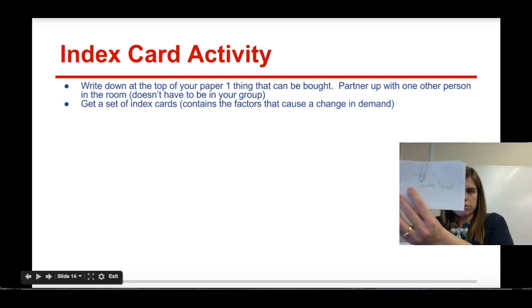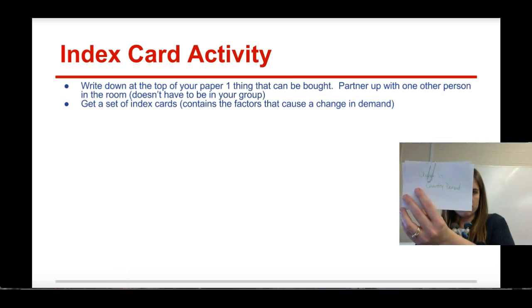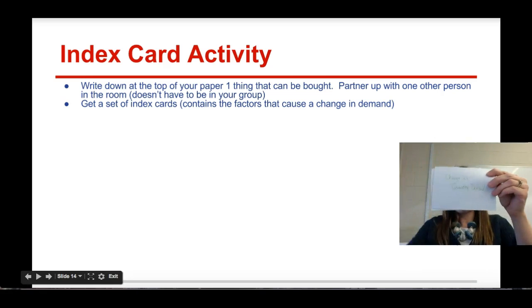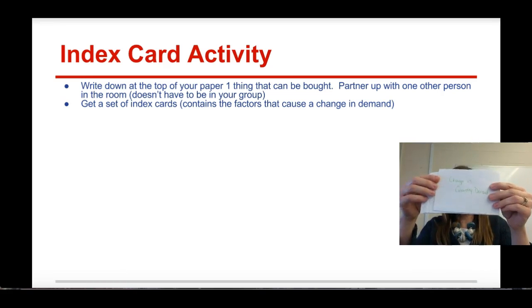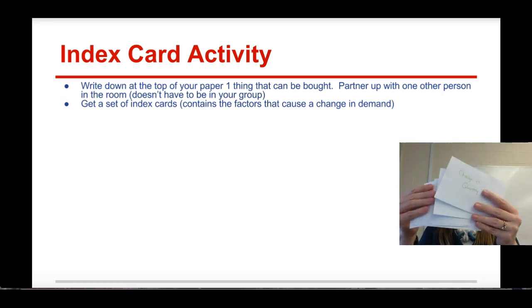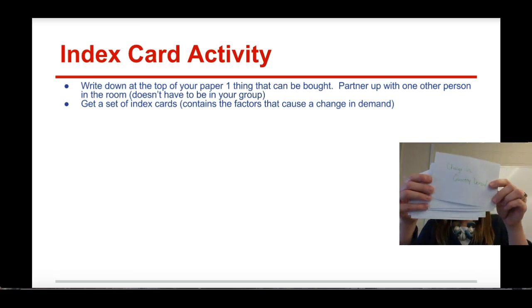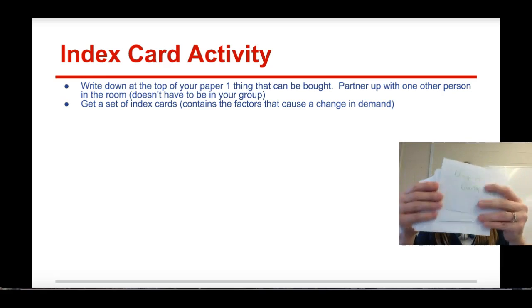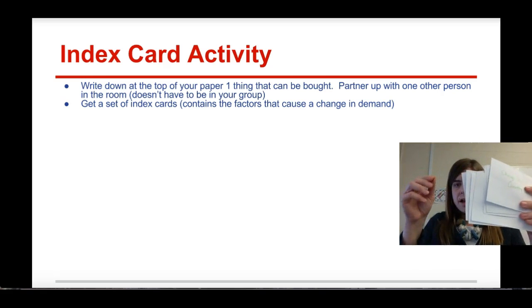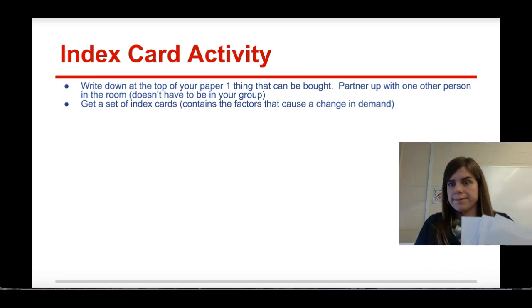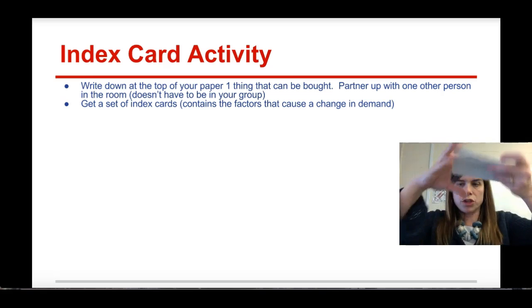So this is what it will look like. You will have a bunch of factors. There will be 7 index cards, 1 for each of the factors that cause a change in demand, and 1 for change in quantity demanded. Okay? You're going to take the paper clip off that set of index cards. You're going to shuffle them together just like a deck of cards. And now you will place them face down between you and your partner.